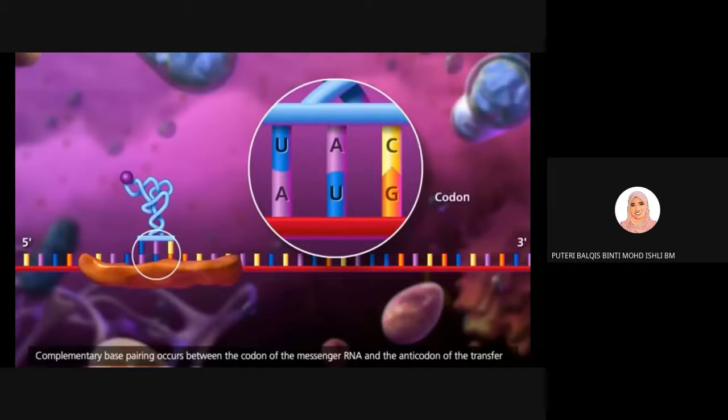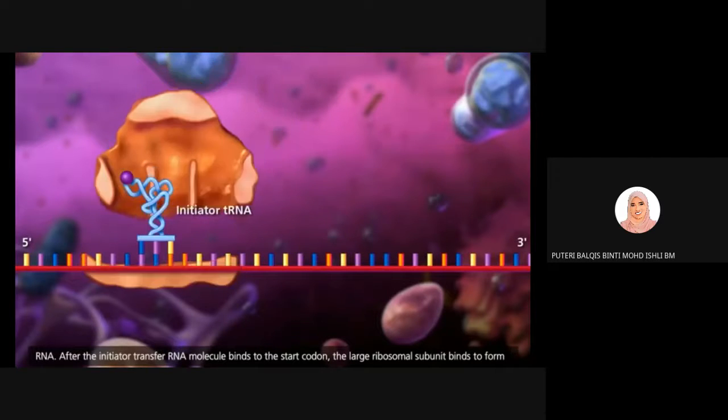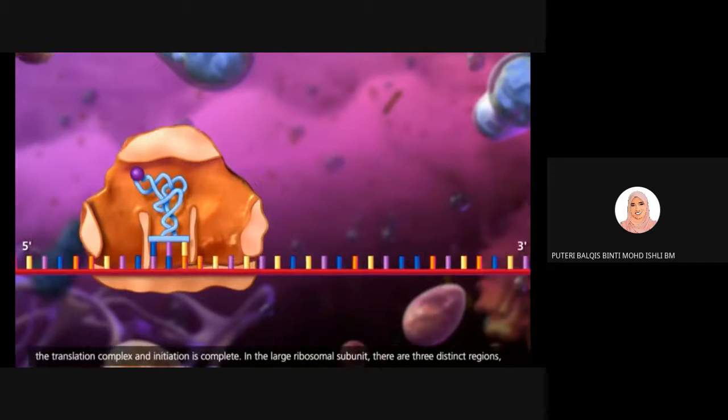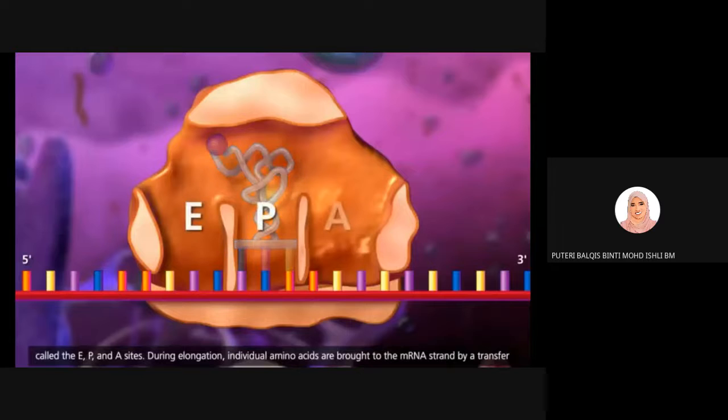After it bind to the start codon, then the large ribosomal subunit, barulah large ribosomal subunit datang. And that initiator tRNA will occupy P site, bilik yang tengah. Okay, translation complex will be completed. That is initiation. Okay, E site, P site, and A site.